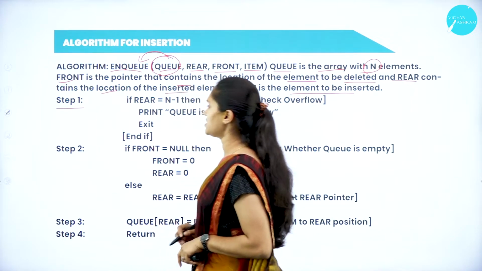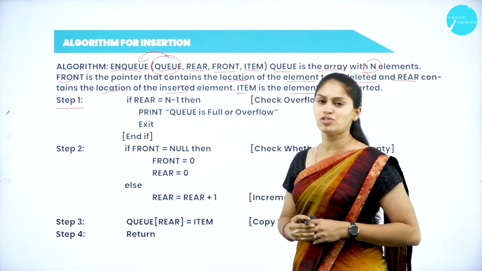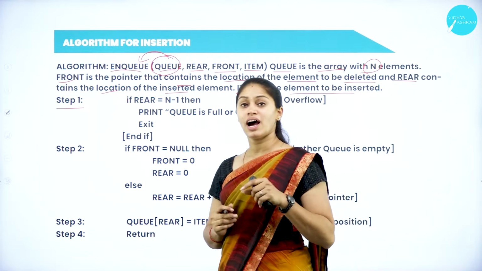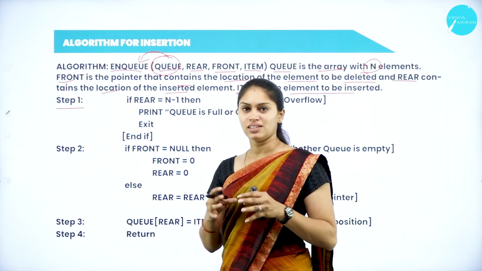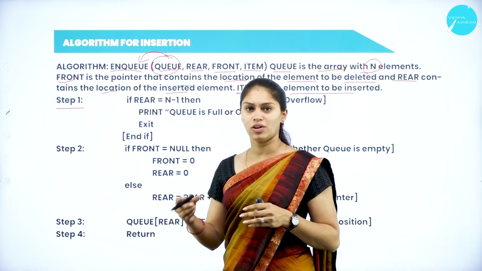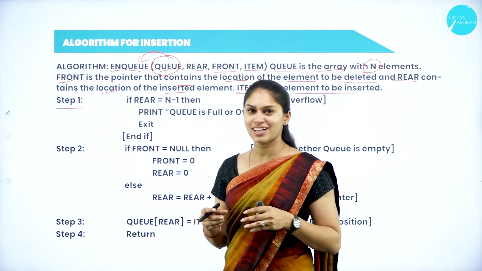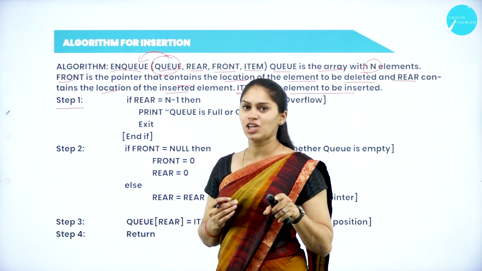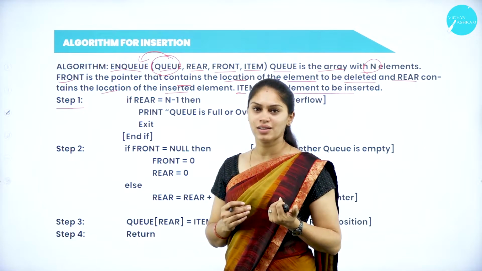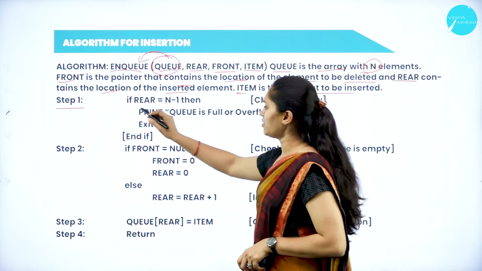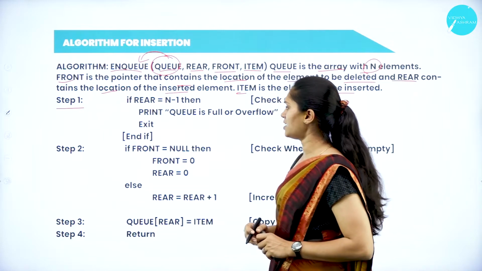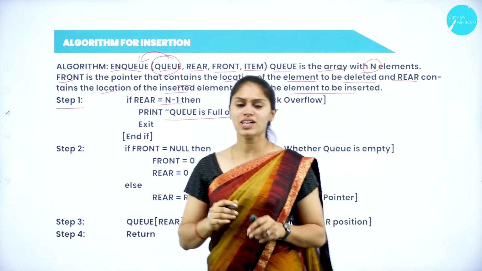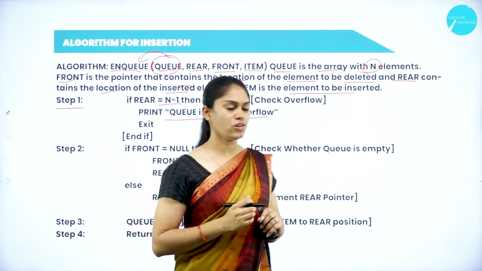So what do we have in step 1? First we have to check. If I am trying to insert a new element into the queue, I have to check whether the queue has space or not. That is what we call the overflow condition. So if rear is equal to n minus 1, then print queue is full or overflow. First we have to check the overflow condition.